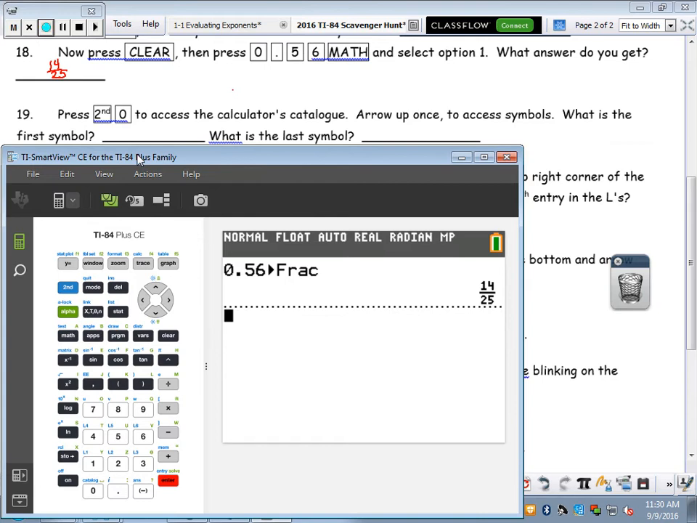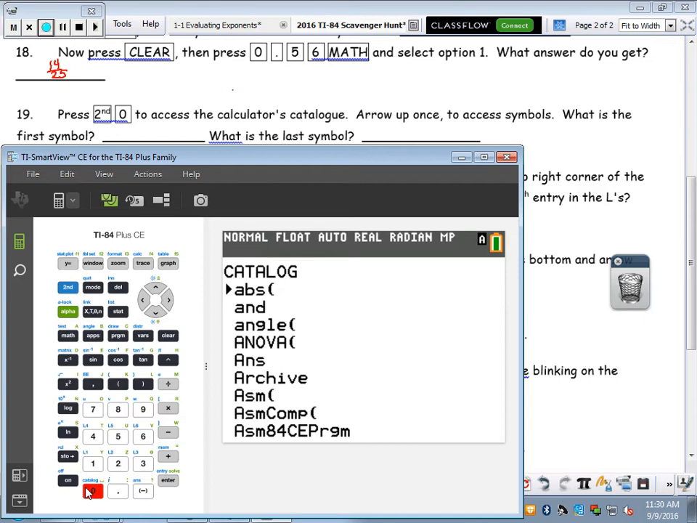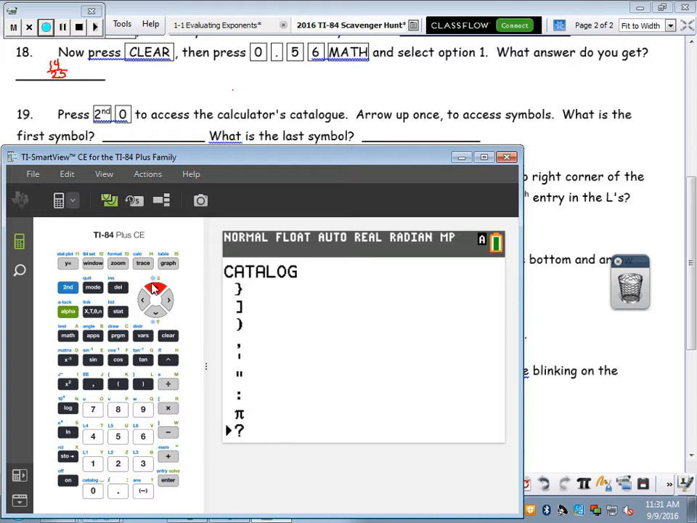Okay, second 0. That accesses the catalog. The catalog contains all the operations and different functions that the calculator can do all in one long list. And it's alphabetical. Okay, so there's words alphabetically, but if you want symbols, symbols don't fit in the alphabet, and they put those at the end. So if you want to get to the end of the list, you actually can hit the up arrow and you'll get there first. And you can see a lot of symbols. Some of them have buttons, like parenthesis has a button to it, but all the symbols are in the catalog as well.